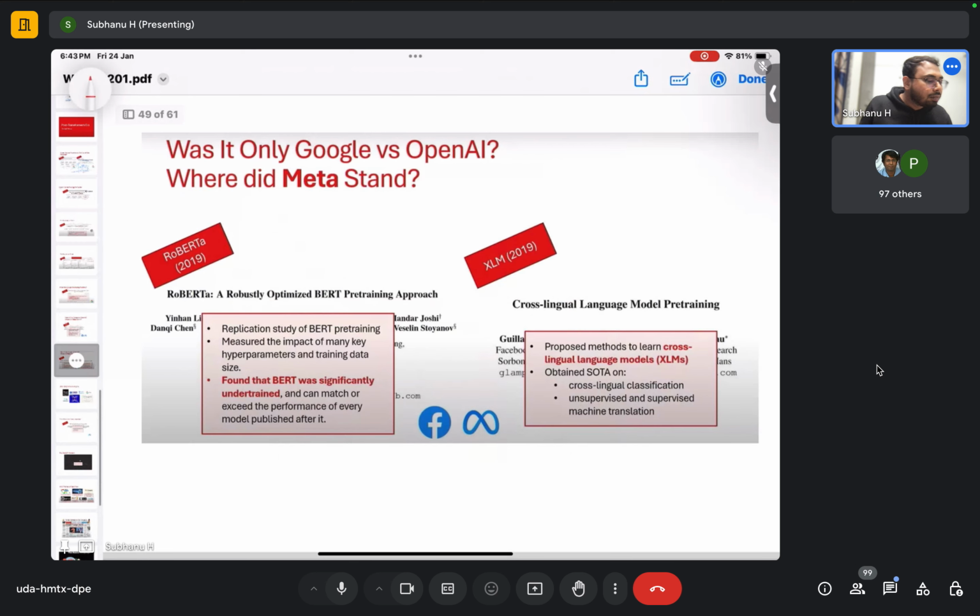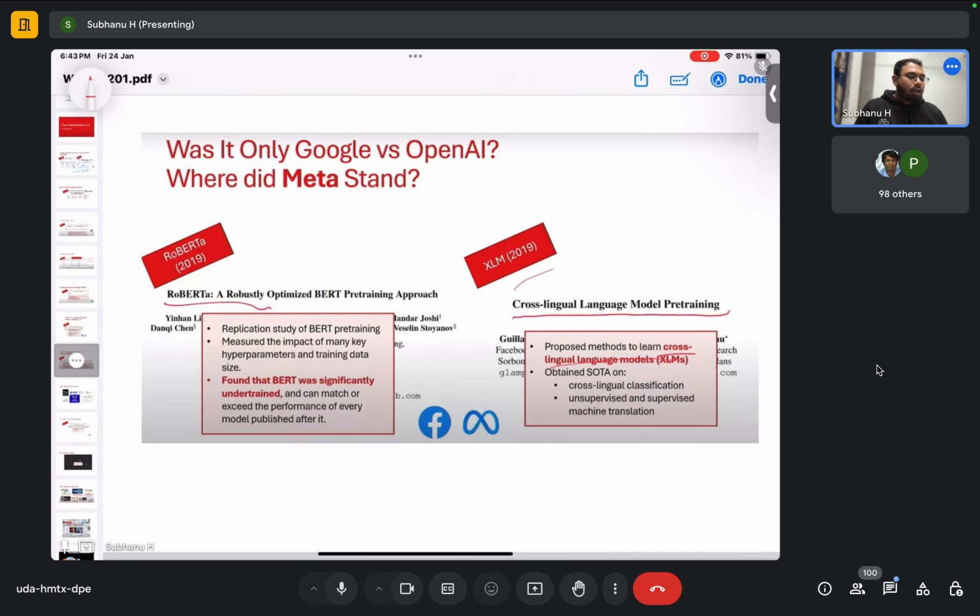Now in 2019, Meta also came up with RoBERTa and Cross-lingual Language Model Pre-training, which is called XLM. You can look into the paper later and see what they are doing. I have tried to jot down the main things they are doing in one or two words.